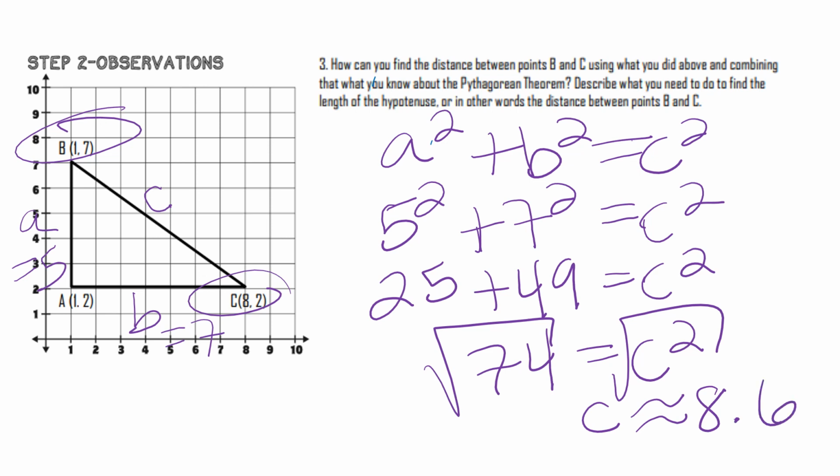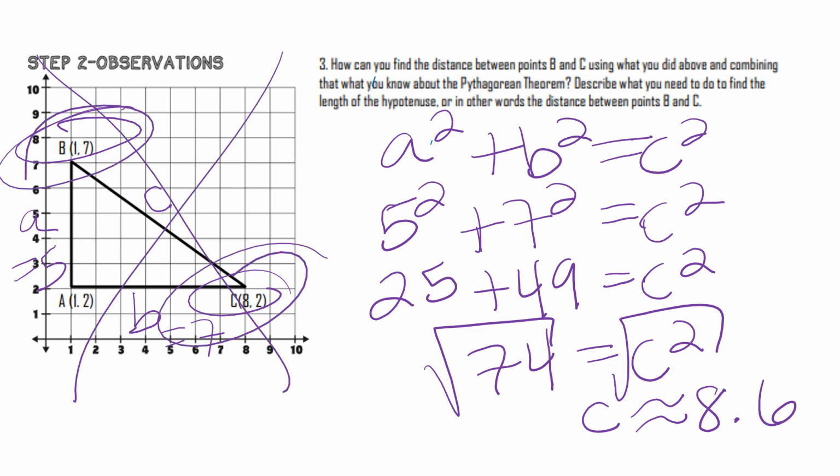However, what if I didn't give you this image and instead I just gave you the coordinates of B and C? Would you be able to arrive at the same distance or length for these two coordinates? Go ahead and finish writing this down. Pause the video if you need to, and then we'll move on to the next part.